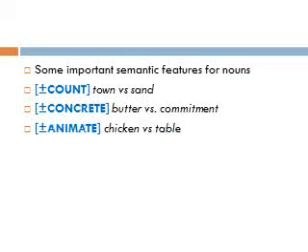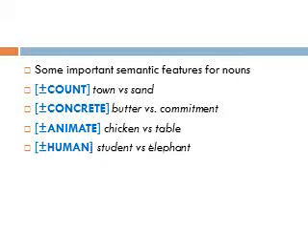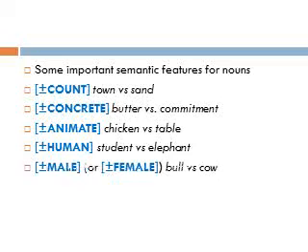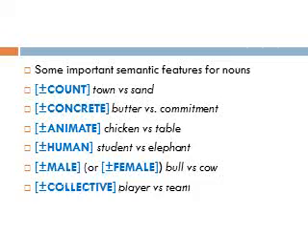Plus or minus animate, which we already discussed in previous examples. So chicken will be plus animate, and table will be minus animate. Plus or minus human, so student will be plus human, but elephant minus human. Plus or minus male or plus or minus female. So we have bull versus cow. Of course, bull will be plus male minus female, and cow will be plus female minus male.